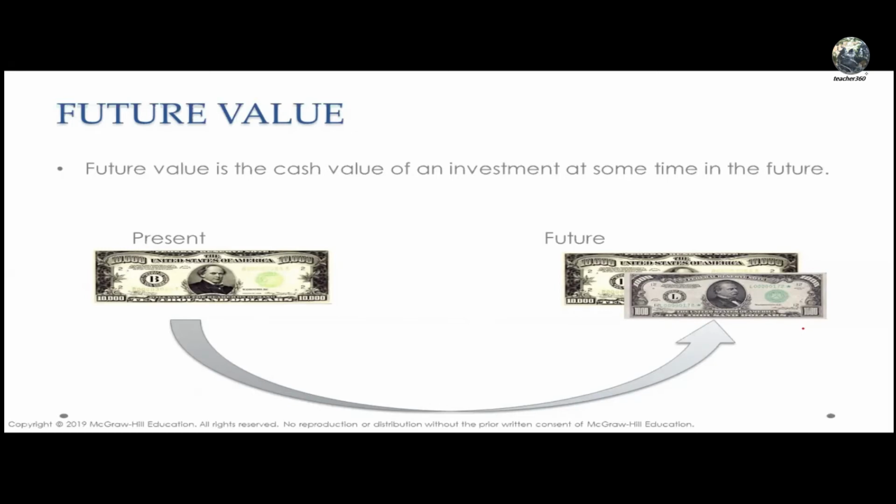From this slide, we are starting the facts of time value of money. Future value. Future value is the cash value of an investment at some time in the future.